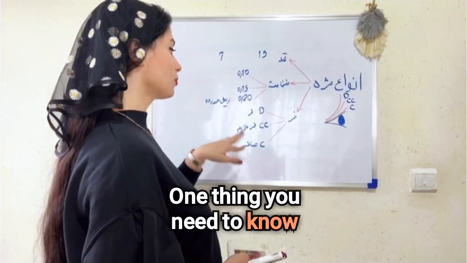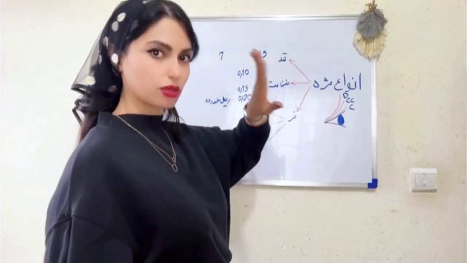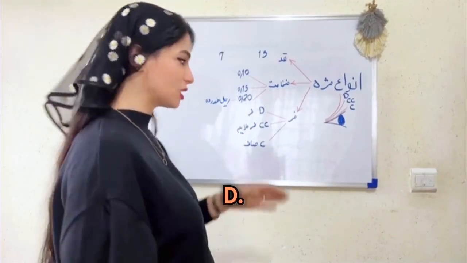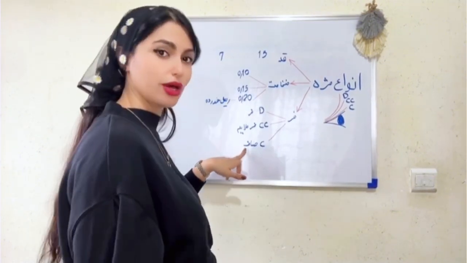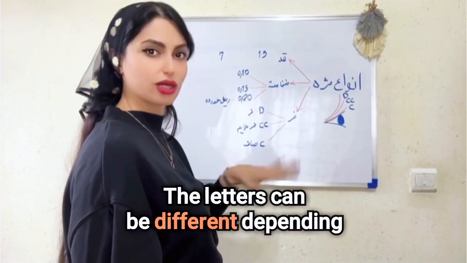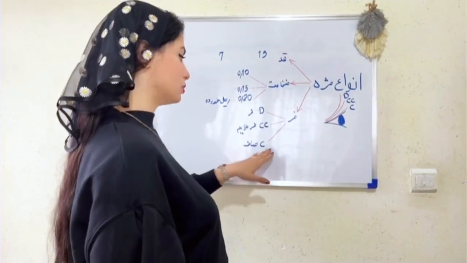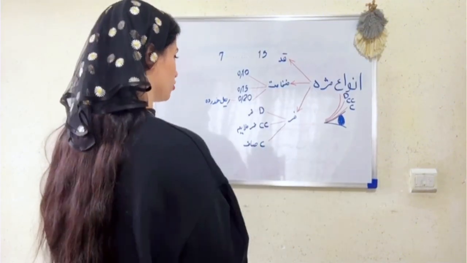One thing you need to know is that in some brands, the letters might be different. For example, in one brand, CC might be more curly than D. So always ask your seller about the curl when you buy. The letters can be different depending on the brand, so don't assume they are all the same. Ask your seller what each letter means for that specific brand.